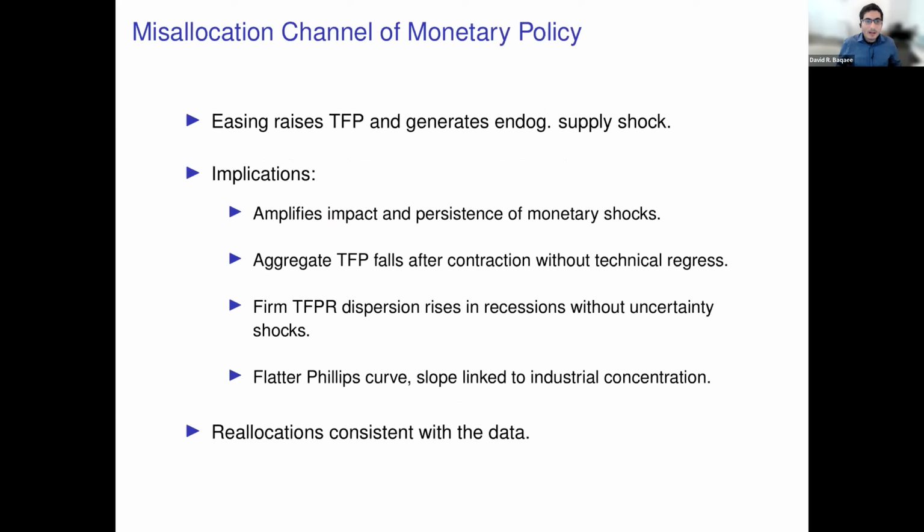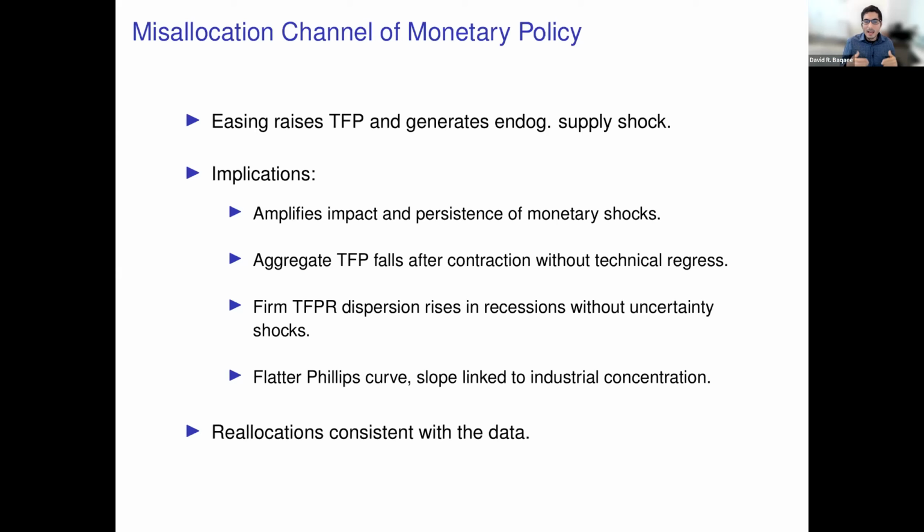So what we're going to find is that a monetary easing under these conditions, which are empirically the relevant ones, is going to raise aggregate TFP, and it's going to generate an endogenous positive aggregate supply shock that coincides with the positive aggregate demand shock. What that means is it's going to amplify the impact and persistence of monetary shocks, but also other kinds of demand shocks, basically anything that you can think of as a shifter in the Euler equation. So a discount factor shock would work the same way.